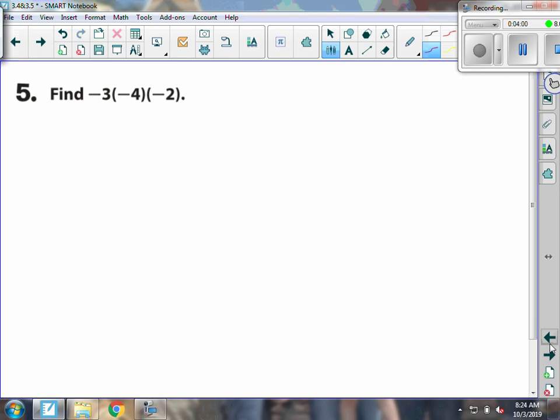And here's one with 3 numbers. It says find negative 3 times negative 4 times negative 2. Copy this down. I'm going to work this out step by step. Negative 3 times negative 4 is positive 12. Positive 12 times negative 2 is going to give me negative 24. So we have 1, 2, 3 negative numbers that we're multiplying together. If there's an odd number of negative numbers, our answer is going to be negative, which it is. You can see where it cancels out, and then it becomes negative again.